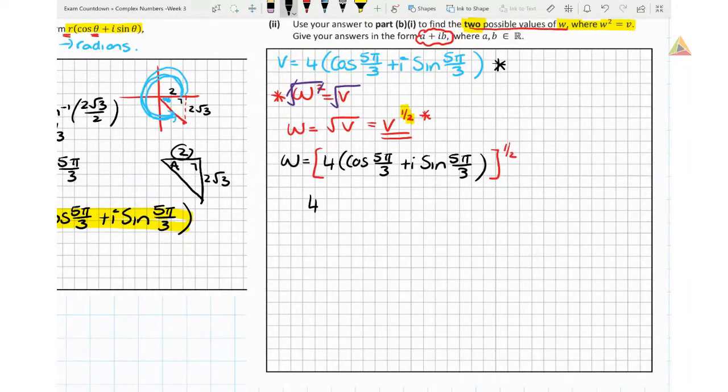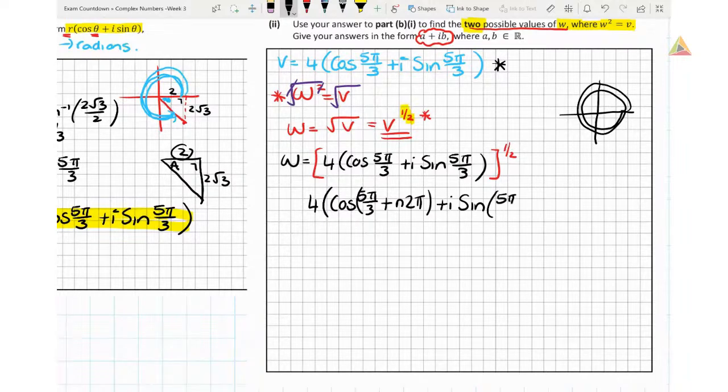So my 4 stays as it is, my modulus stays as it is, but my angle, instead of being 5 pi over 3, I now need to add on n times 2 pi. Why n times 2 pi? Well, let's have a think about it. There's my real axis, there's my imaginary axis. N times 2 pi, so 1 times 2 pi would be me going around the unit circle once more. 2 times 2 pi would be me going around the circle twice more. And so on. 3 times would be 3 times around the unit circle. N times is saying that I can go around that circle as many times as I want as required in the question. Okay? Plus i times the sine.